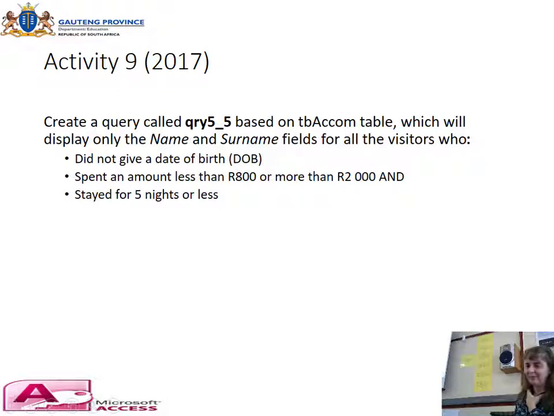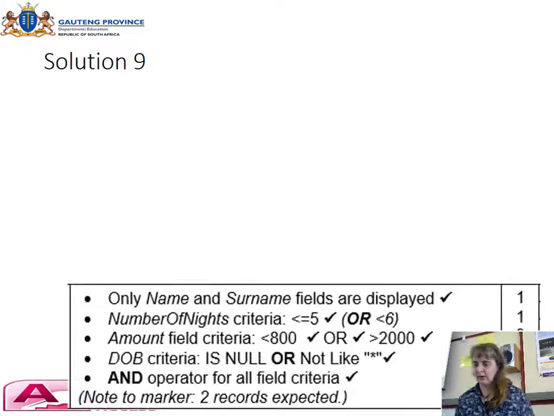Activity 9. This is one with a date. Remember we spoke about it, the date one was so important. So there we go. Create a query called query 55. Only name and surname fields are displayed. Number of nights criteria: smaller than or equal to 5. Amount criteria: smaller than 800 or bigger than 2000.